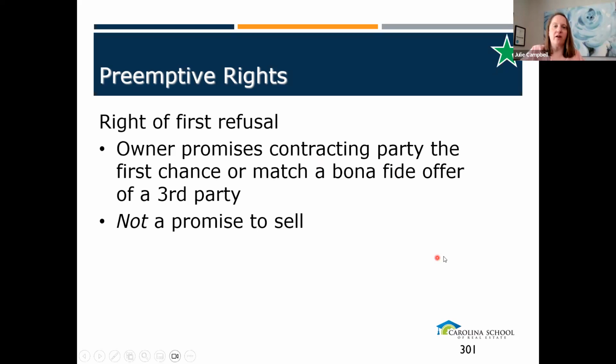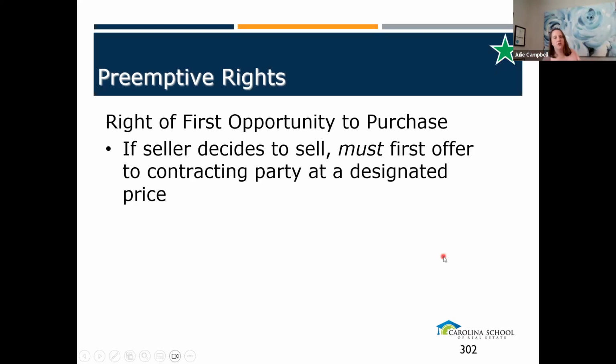The other preemptive right is the right of first opportunity to purchase. Again, if the seller decides to sell, I got to contact you first. The difference is we've already agreed to the terms. We agreed to the terms when we entered into the right of first opportunity to purchase. So if I decide to sell at a later date, this is what I'm going to sell it for.